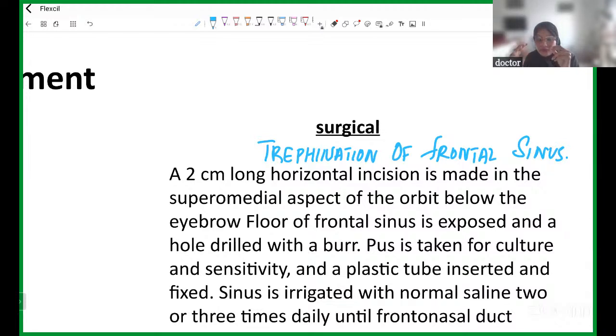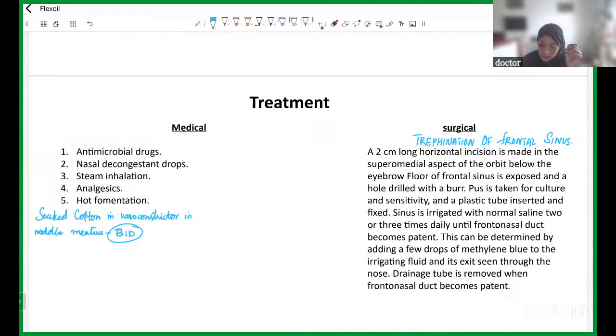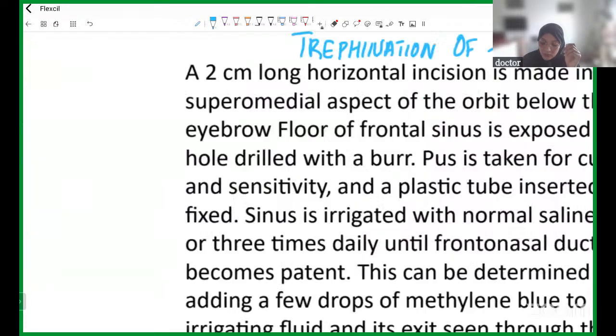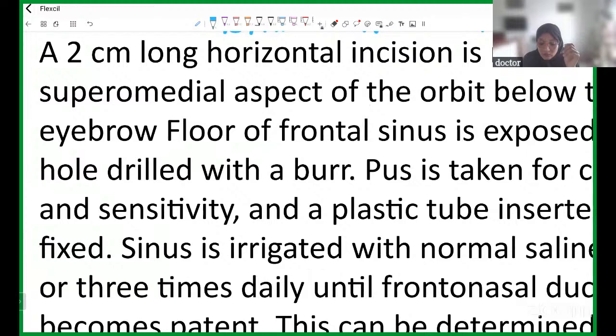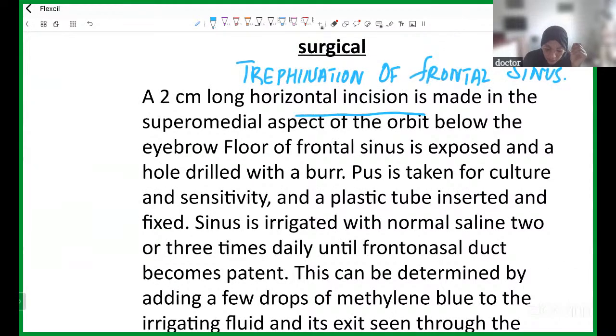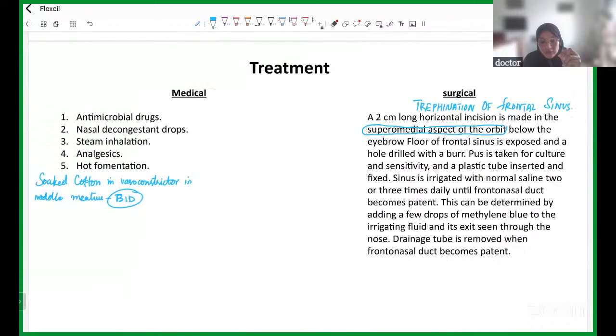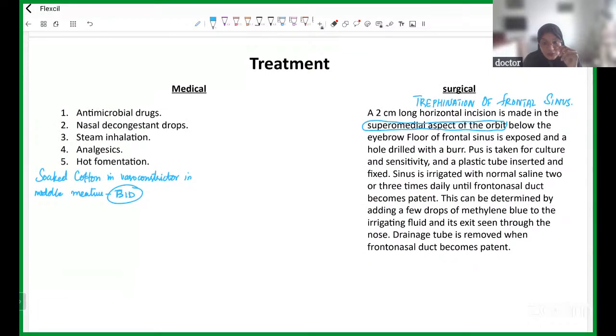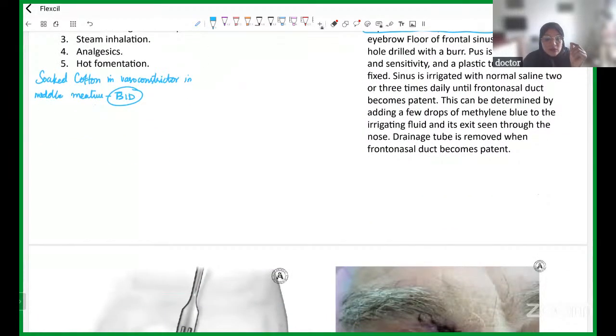any remaining pus. Okay. So you make a 2 centimeter long horizontal incision in the superior medial aspect of the orbit. You see pus, take the pus for culture and sensitivity, and then place a tube. Now the sinuses will start to drain off, and you irrigate with normal saline, 2 to 3 times in a day is more than enough.